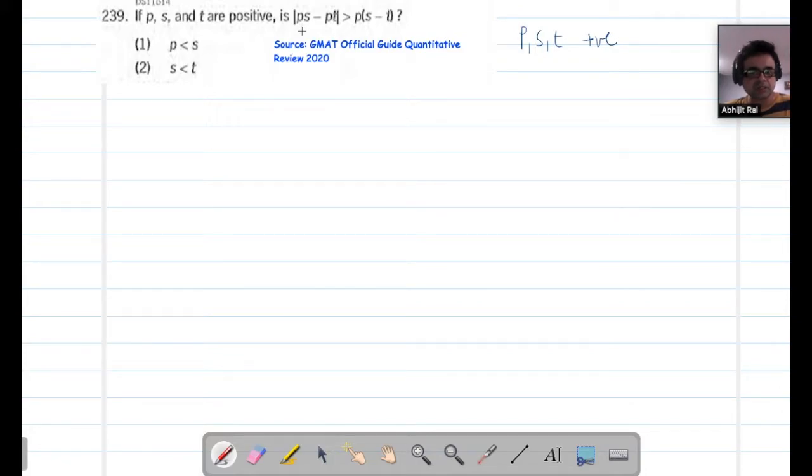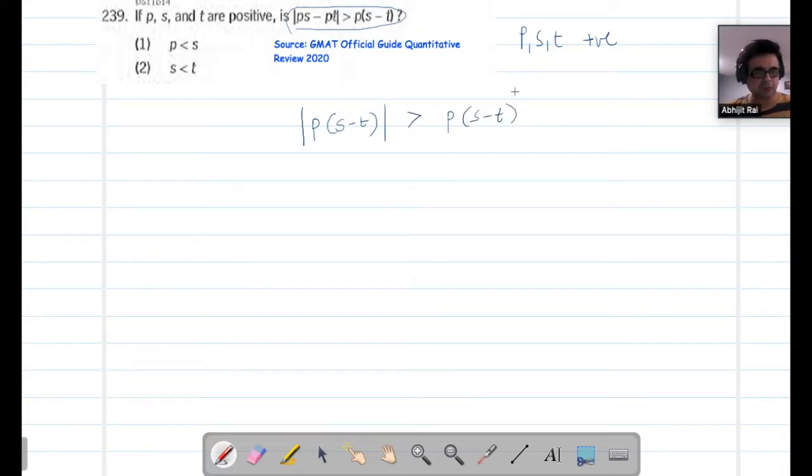And the question asks us: is the modulus or absolute value of PS minus PT greater than P times (S minus T)? So before we get into the statements, let's rearrange this, because this looks very complicated, and see if we can remove the complication a little bit. I can rewrite this inside the modulus as P times (S minus T). And this is already written like this.